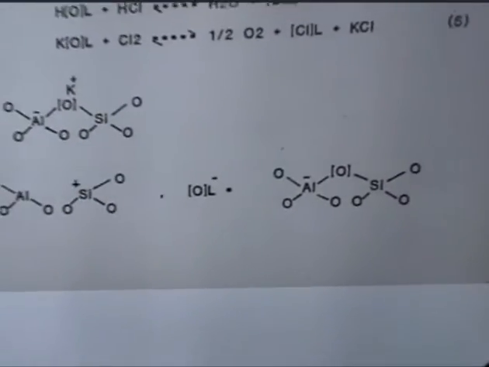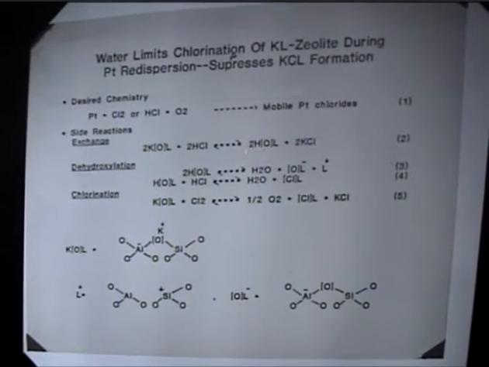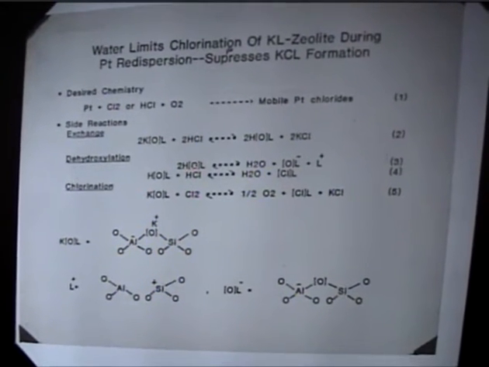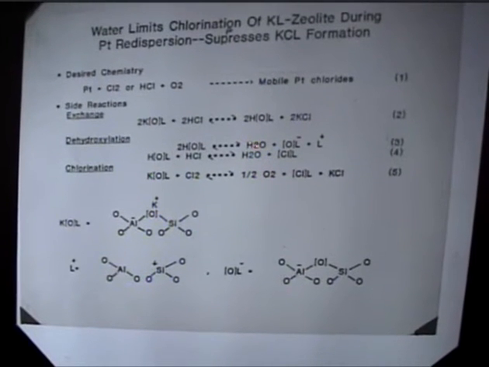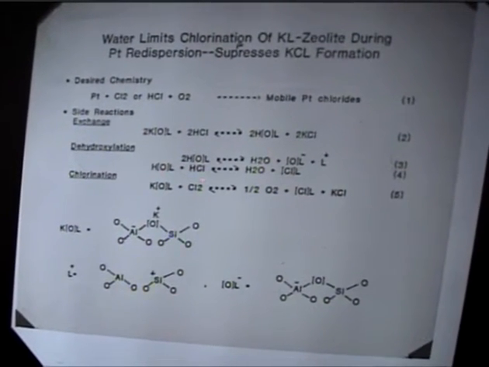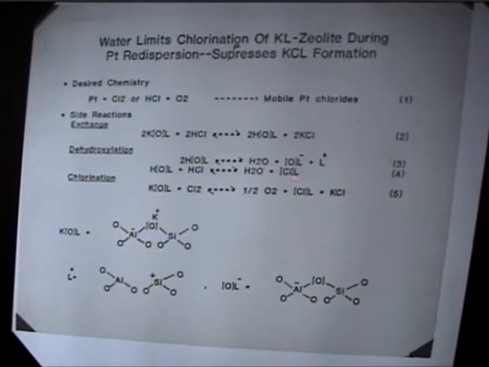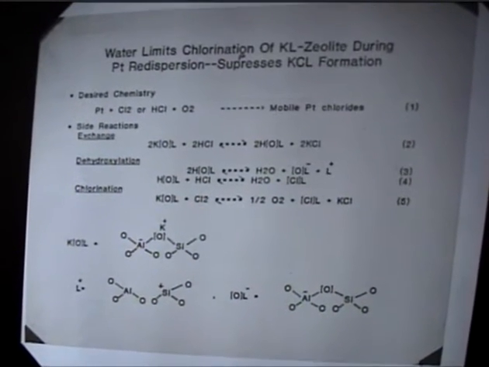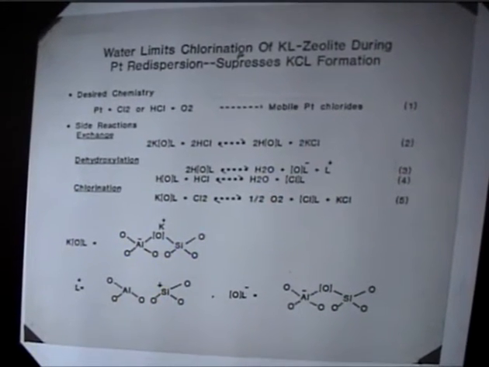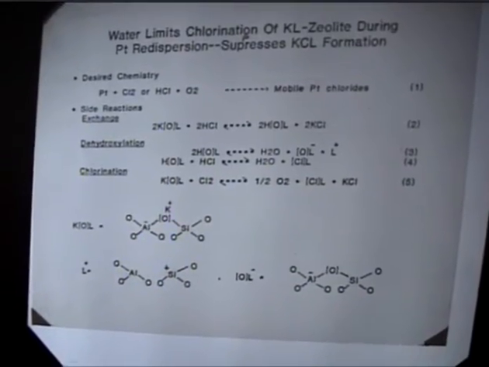So when it reacts with HCl, we do an ion exchange. You form KCl, you form the hydroxyl group. And then you can dehydroxylate it, generate water. This can react with HCl further to form this kind of thing. And if you use chlorine, you will generate oxygen. And we see it, we monitor the gas coming out of the reactor, and we see generation of oxygen when you put chlorine in. And this is the representation of those ions up there.